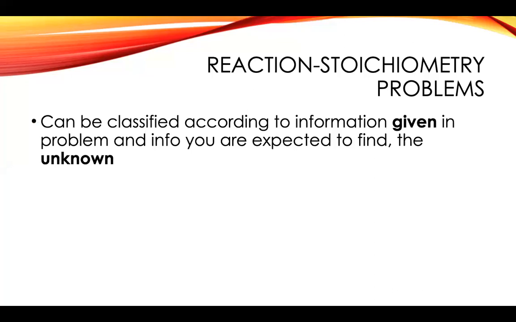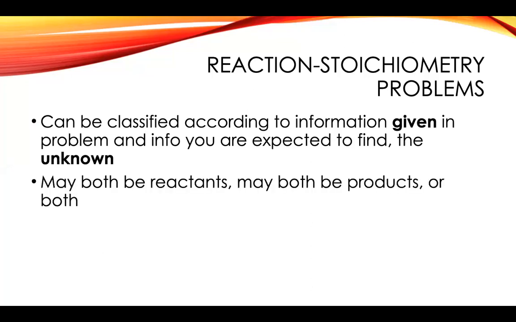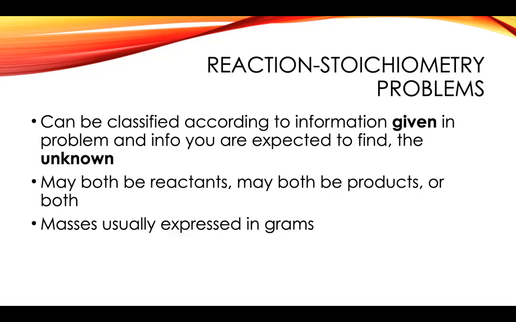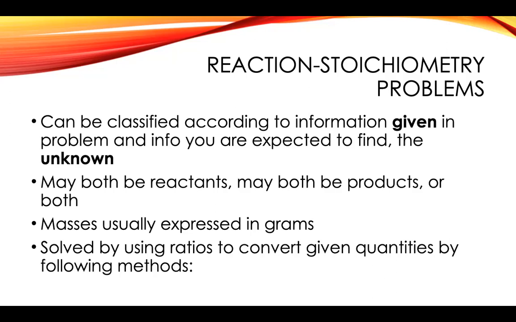It can be classified according to information that is given in the problem and information you're expected to find, which we call the unknown. The given and the unknown could both be reactants, they could both be products, or they could be reactants and products. Masses are expressed in grams, and it is solved by using ratios to convert given quantities by the following methods. There's going to be 4 main problem types that we're going to look at today.